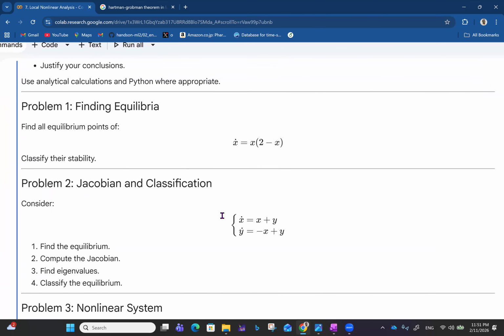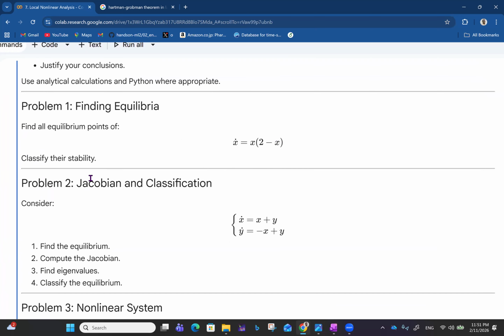So here now we have: find all equilibrium points of this and classify their stability. Of course, you have x equals 0 and x equals 2. Those are the two equilibrium points. So you have 0 and 2, right? For 0, you can't classify that. For 2, that's instability.